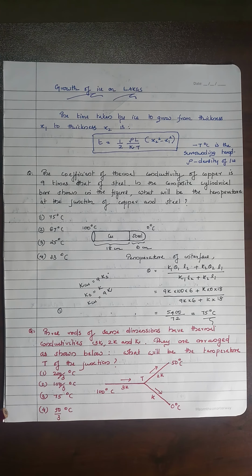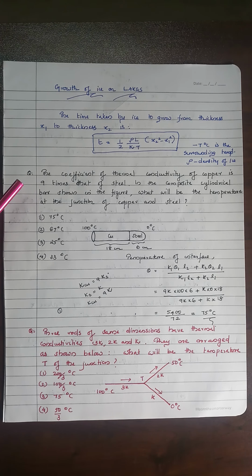Another very important concept in relation to conduction is the growth of ice on lakes, especially in colder regions. The time taken by the ice to grow from a thickness x1 to x2 is t equal to half rho L by Kt into x2 square minus x1 square. And keep in mind, here rho is the density of the ice, the thermal conductivity of the ice is K, and the surrounding temperature is minus 2 degrees Celsius. And we can move on to some problematic situations.